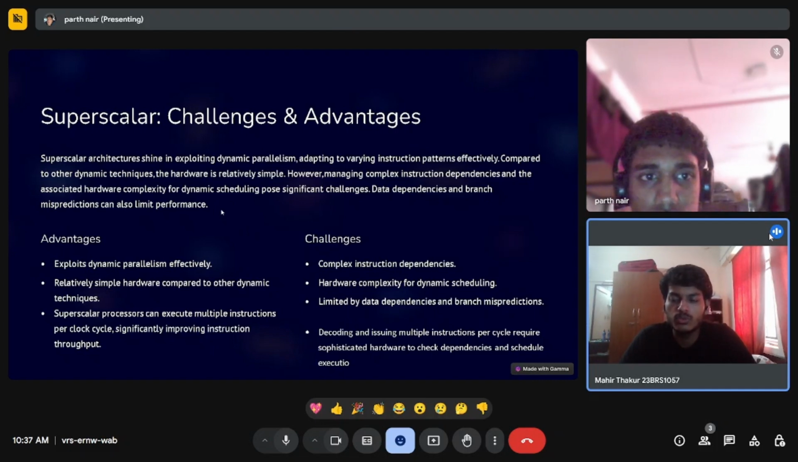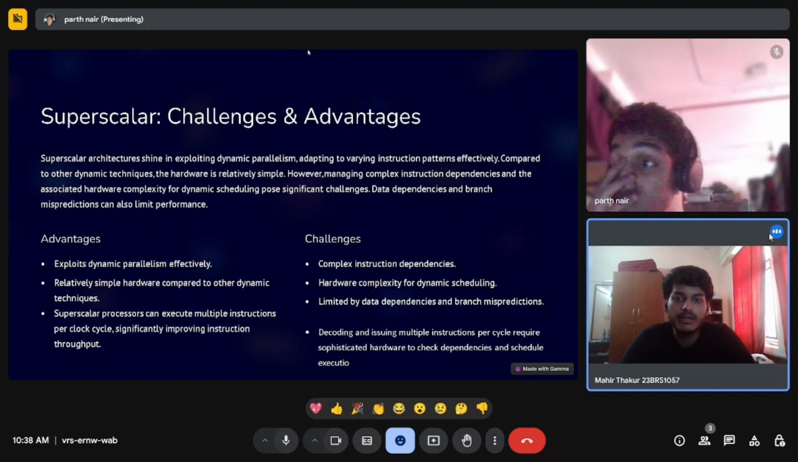The advantages of superscalar architecture are that it exploits dynamic parallelism effectively, with relatively simple hardware compared to other dynamic techniques. A superscalar processor can execute multiple instructions per clock cycle, significantly improving instruction throughput. The challenges of superscalar architecture are complex instruction dependencies, hardware complexity for dynamic scheduling, and limits from data dependencies and branch mispredictions. Decoding and issuing multiple instructions per cycle requires sophisticated hardware to check dependencies and schedule execution.